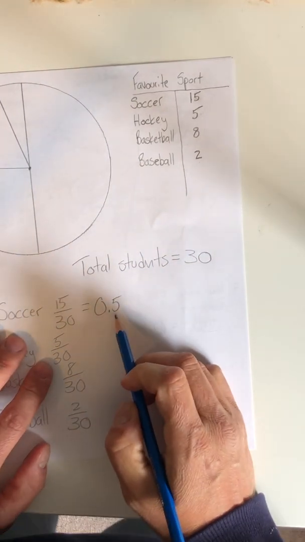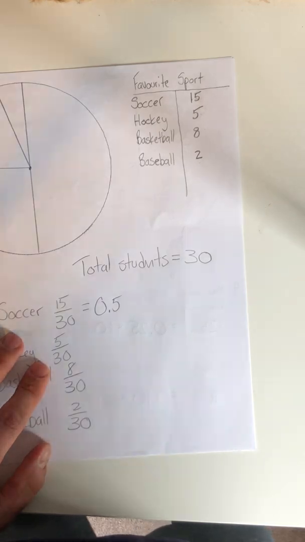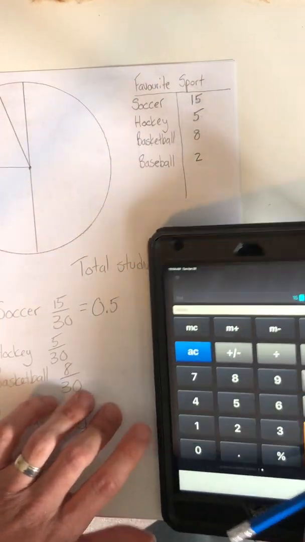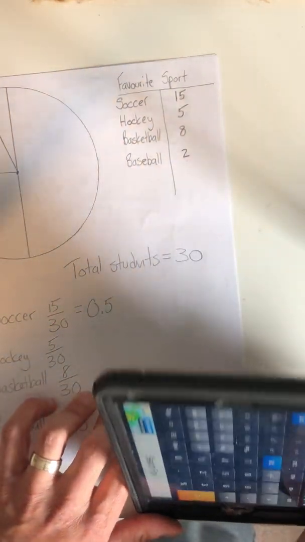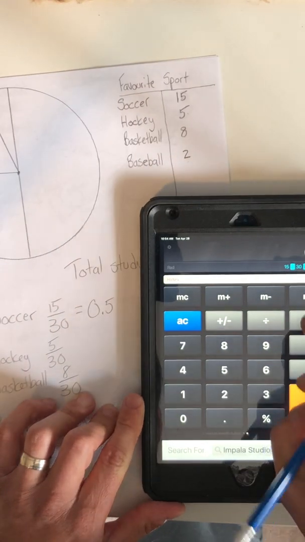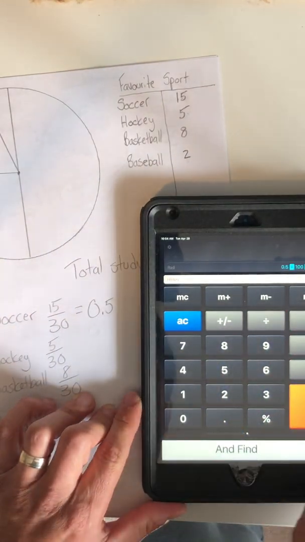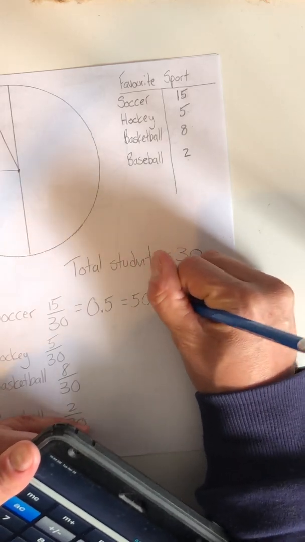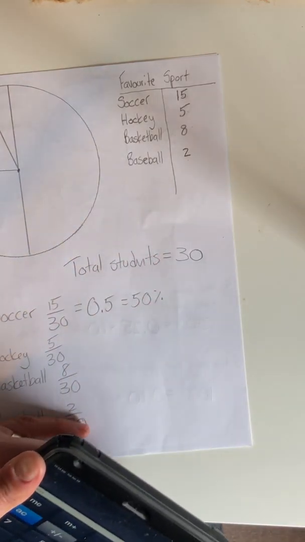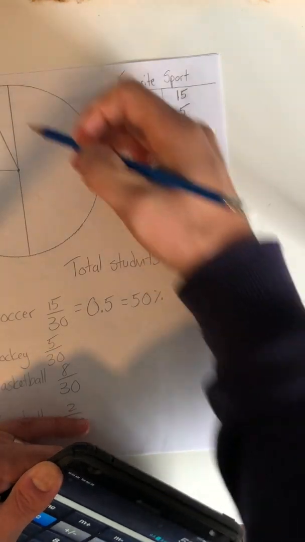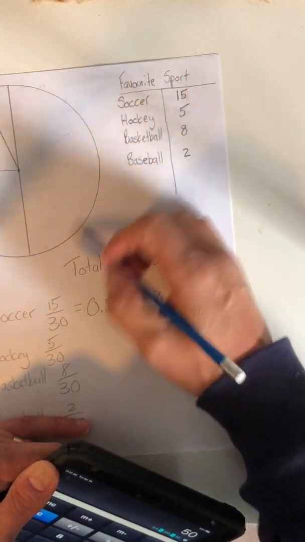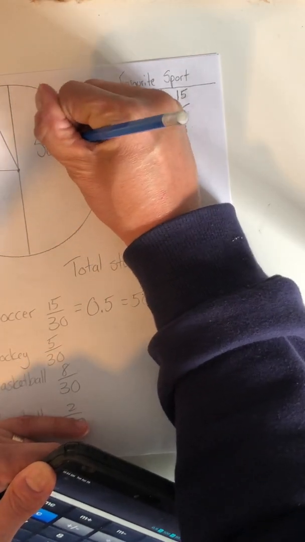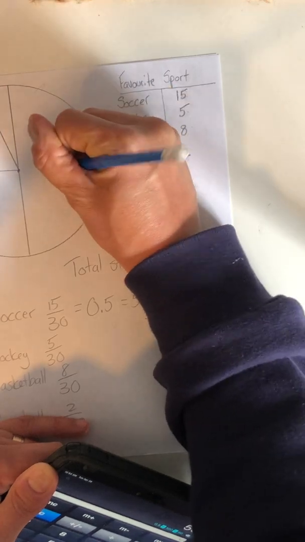Well, 0.5, that is half of a whole, but what I can do is times it by 100, and there we go. It's 50%. Hopefully you're remembering this, guys, because we did do this just before spring break. Okay, so which one here covers 50%? Well, this one here. This covers half my circle. So that one's soccer, and it's 50%.